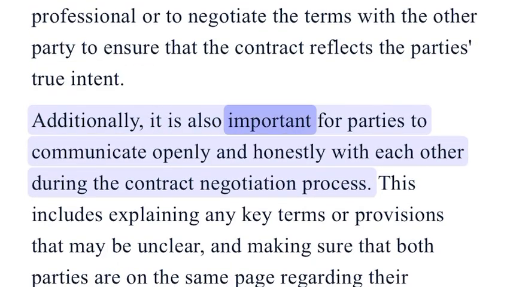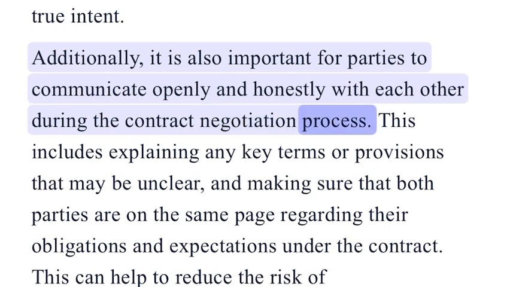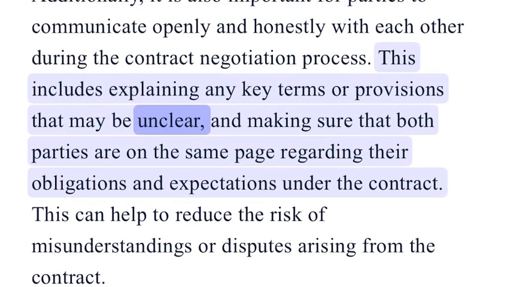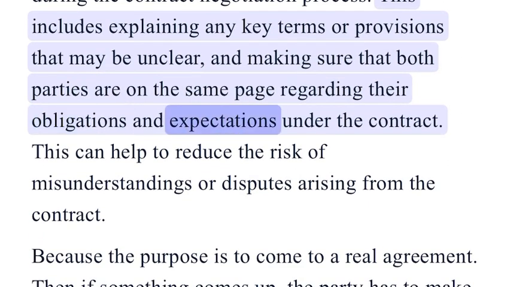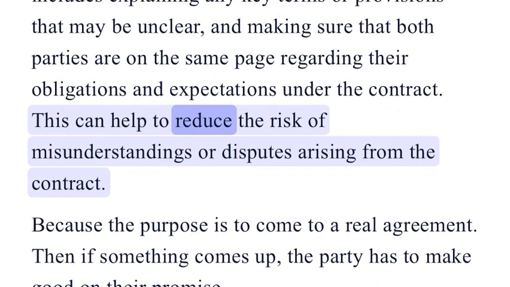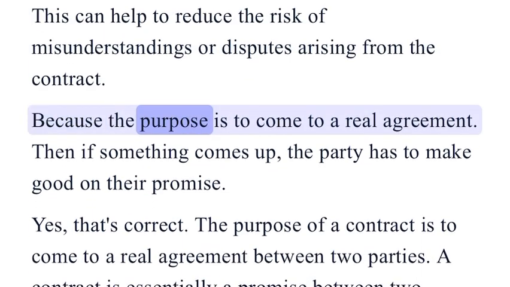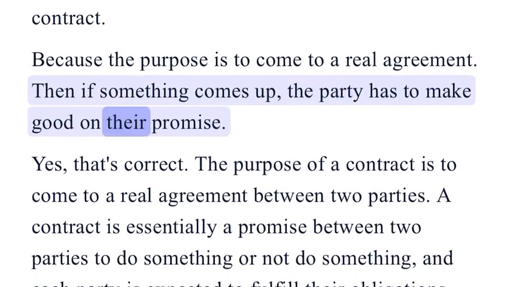Additionally, it is also important for parties to communicate openly and honestly with each other during the contract negotiation process. This includes explaining any key terms or provisions that may be unclear, and making sure that both parties are on the same page regarding their obligations and expectations under the contract. This can help to reduce the risk of misunderstandings or disputes arising from the contract, because the purpose is to come to a real agreement. Then if something comes up, the party has to make good on their promise.